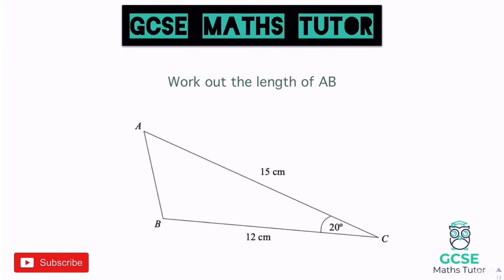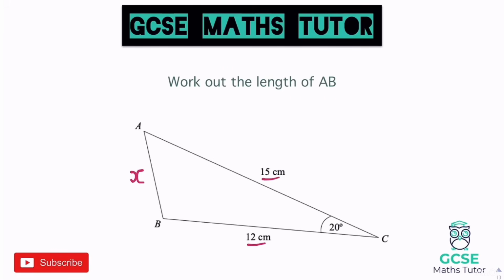So work out the length of AB. So this one over here. Now straight away, looking at this, we've got a pair of opposites there, but I don't have any other pairs of opposites. I've not got anything opposite my 15, I've not got anything opposite the 12. So I can't actually use the sine rule here, and that is your hint that the sine rule's not going to work, and we're going to have to use the cosine rule.